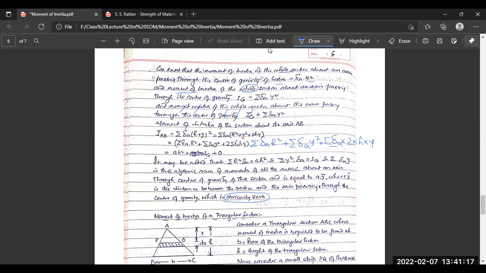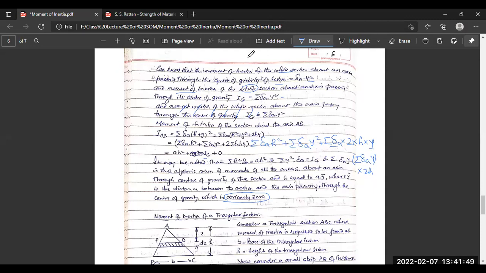This is sigma delta A multiplied by Y, and both are multiplied by 2 into H. This is the solution. The whole thing is equal to 0. How does it become equal to 0? This is the algebraic sum of the area multiplied by the distance Y of the area, the algebraic sum of the moments of all the areas about an axis through the CG of the section.